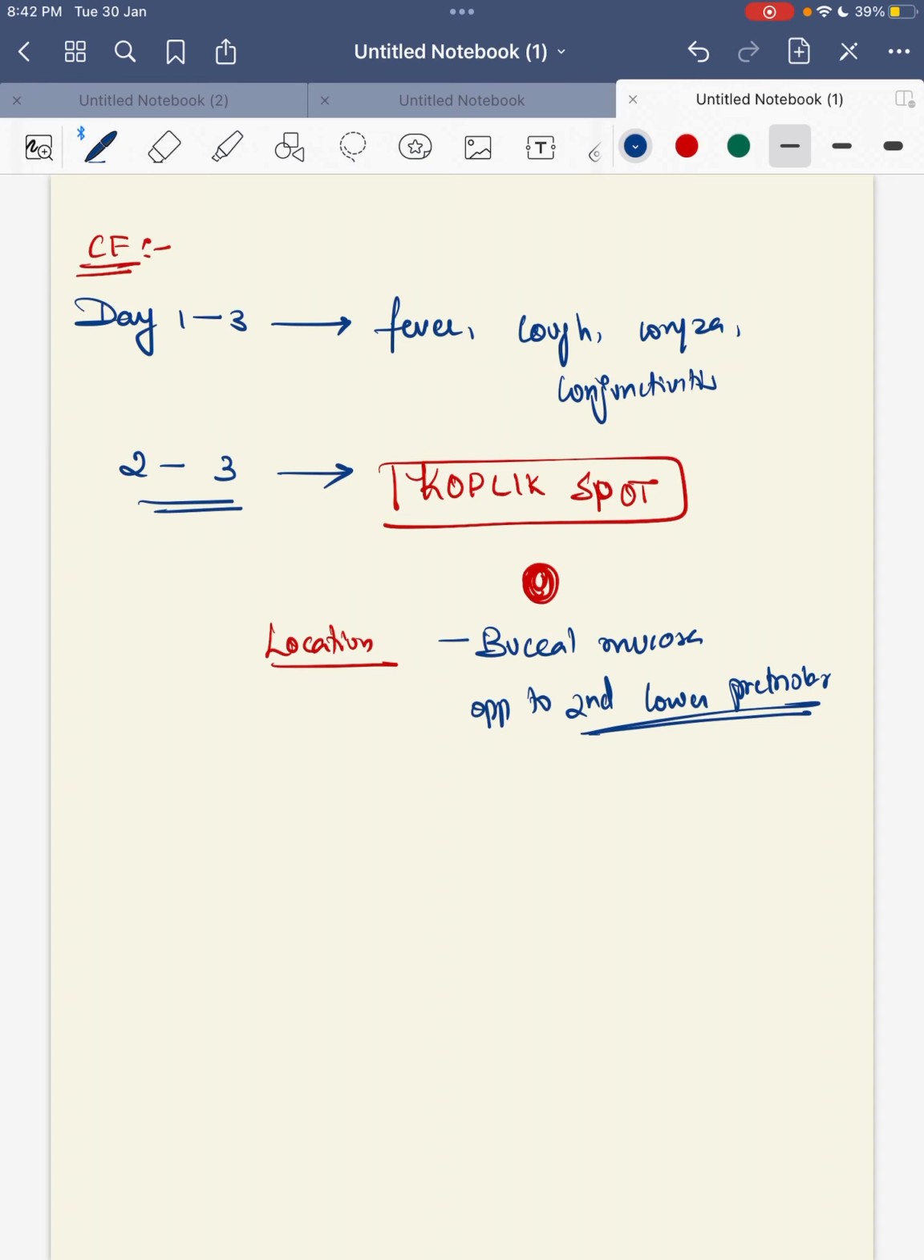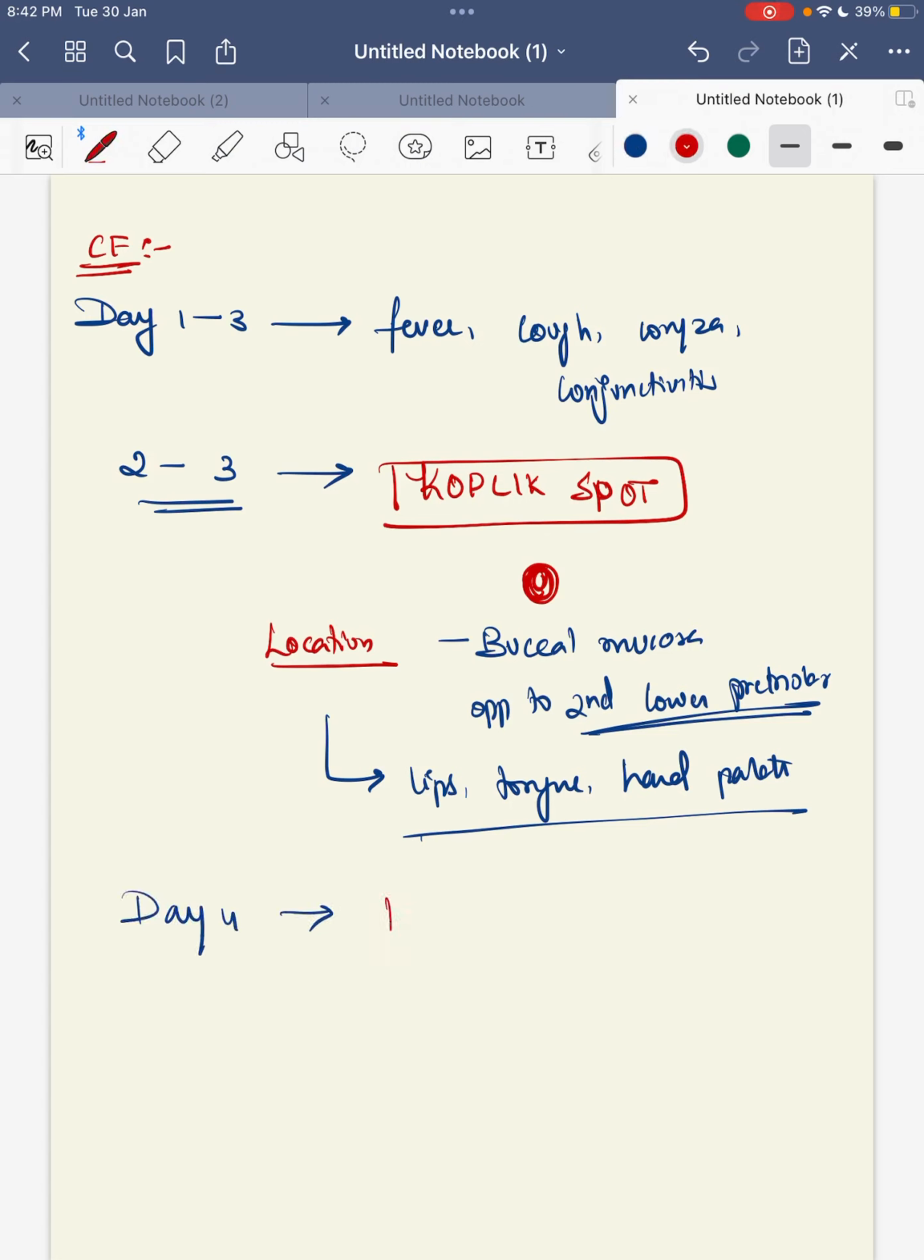Okay. Next, other than the buccal mucosa, where can these Koplik spots be present? They can also occur in the lips, tongue, and hard palate. Okay, this can be an extra question. "All of the following are true regarding Koplik spot, except" can be asked. So you have to remember this.